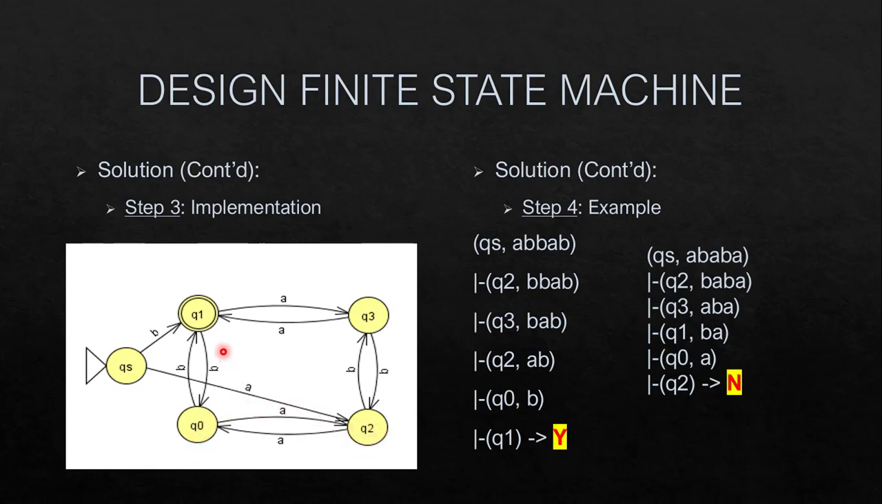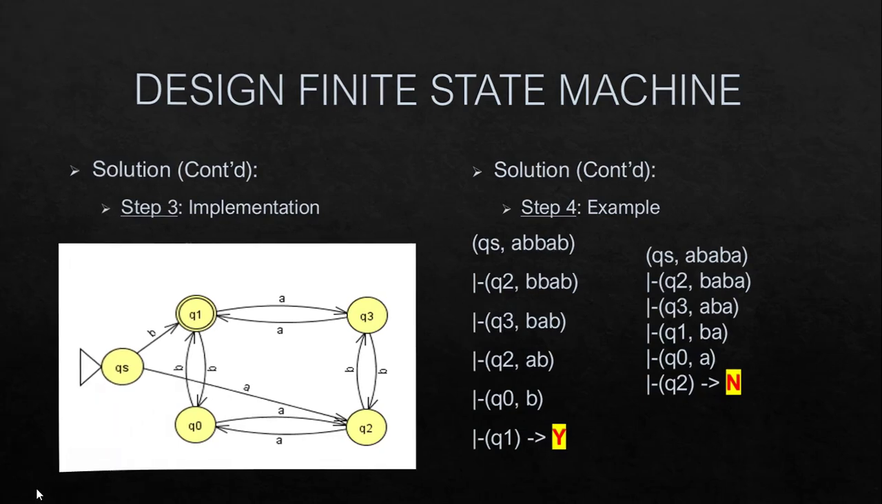So since we did not reach our final state Q1, we can easily conclude that the given input did not contain even number of A's and odd number of B's, thus generating the output no, the input is not valid.